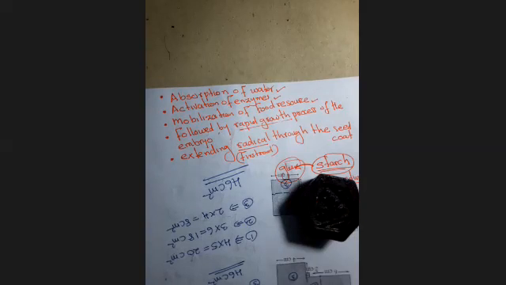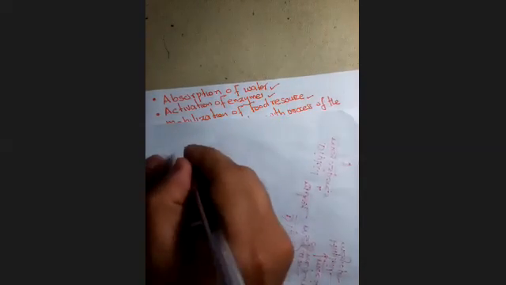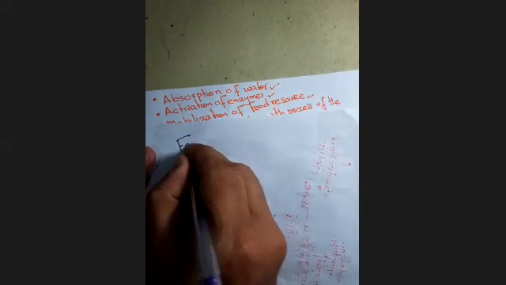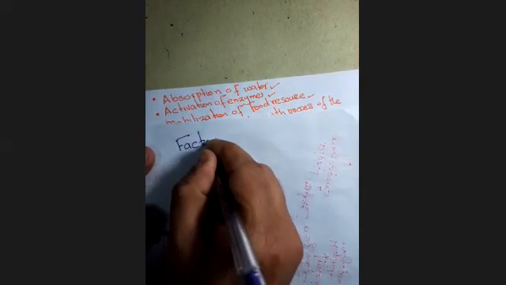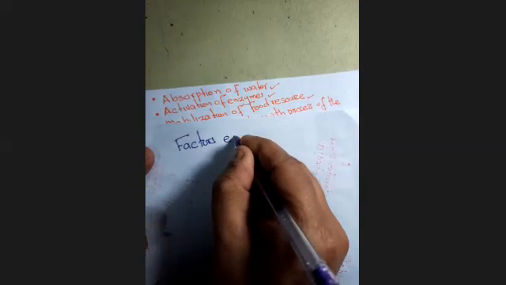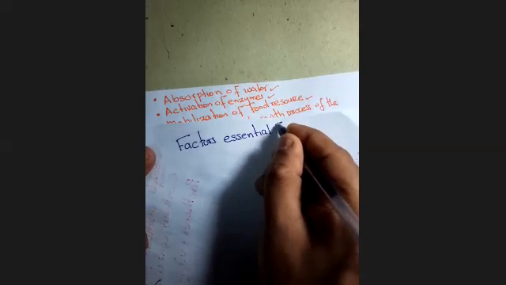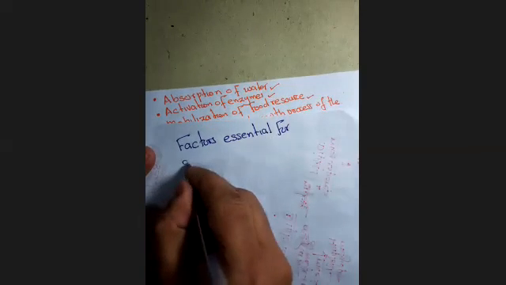Right. So factors essential for seed germination. That's going to be our last part. Now the two parts there, with that one we will finish it. Finish means the life cycle is over. Factors essential for seed germination.